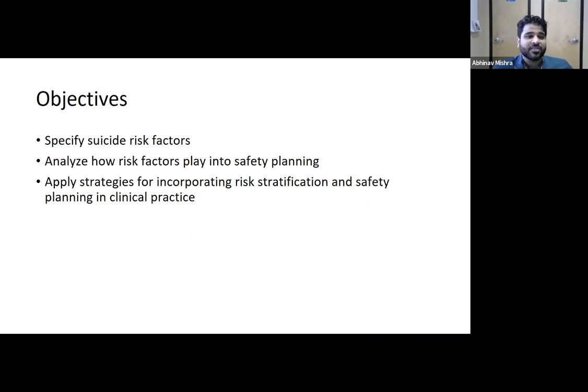Some of the objectives for today are to specify suicide risk factors, analyze how risk factors play into safety planning, and apply strategies for incorporating risk stratification and safety planning in clinical practice. All that to say is we're going to learn about the risk factors and see how they come into play when we're admitting someone or when we don't.